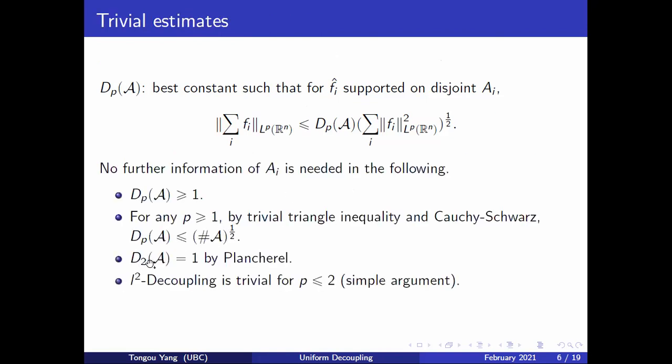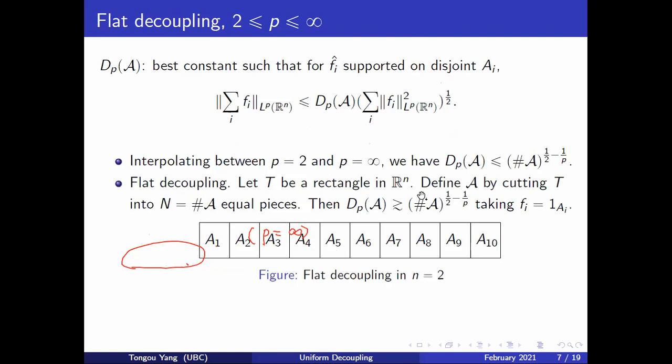Recall that for p equals 2, we were using the Plancherel inequality, and for p equals infinity, we use the trivial triangle inequality and Cauchy-Schwarz. By interpolating these two bounds, we are able to get an upper bound of this form. And notice that, up to a constant, this upper bound is the same as this lower bound.